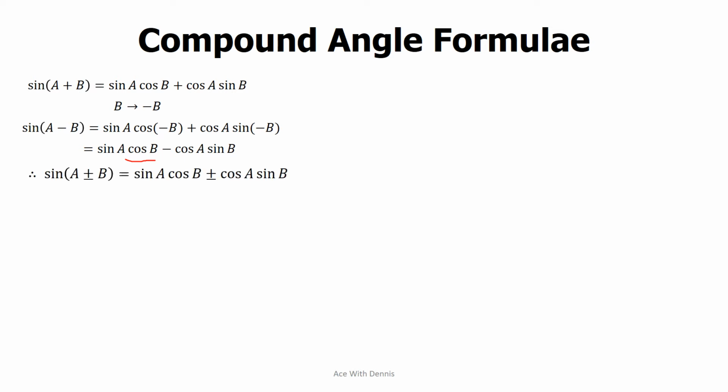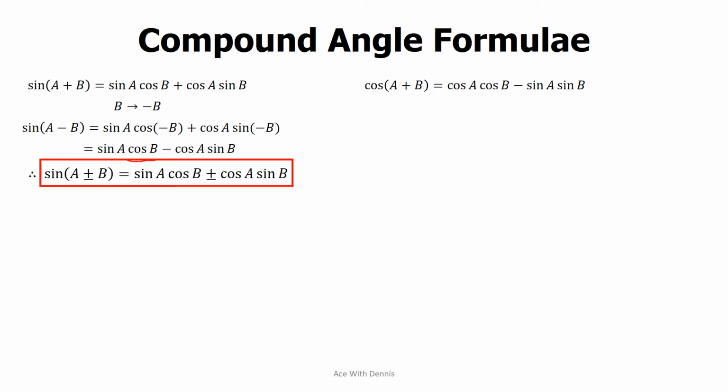So we combine these two formulas together. It becomes sine A plus minus B equals sine A cosine B plus minus cosine A sine B. So this is the formula that you will see in the formula list in the exam.